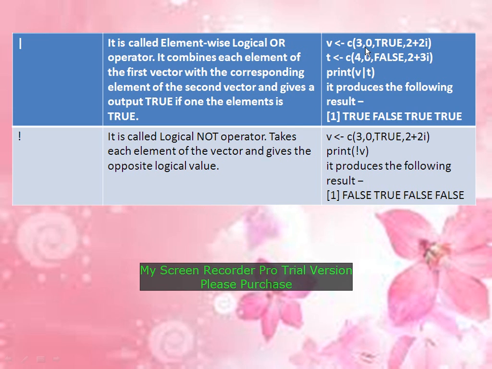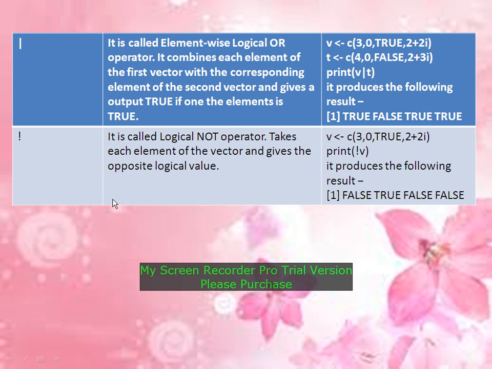So check here. 3, 0, true, 2 plus 2i. 4, 0, false, 2 plus 3i. So 3 or 4, both are true, the result is true. 0 or 0, the result is false because both are false. If at least one is true, then the result is true. And coming to the third one, true or false, the result is true. And complex numbers, true or true, the result is true. So this is the OR operator. If at least one operand value is true, it produces the result true.